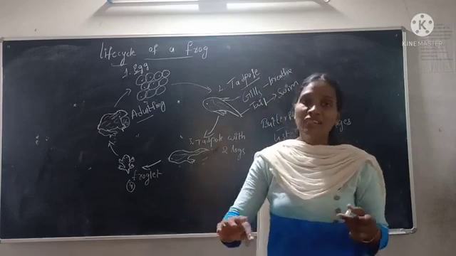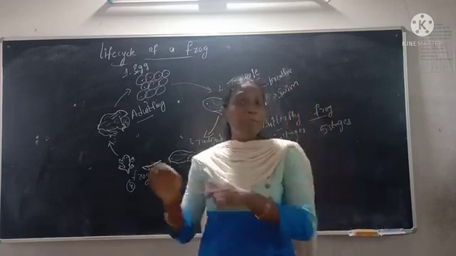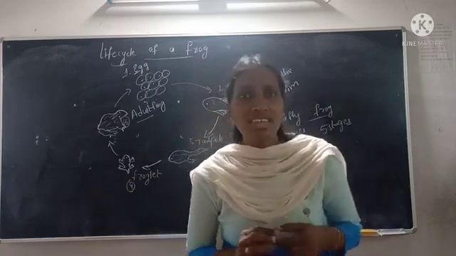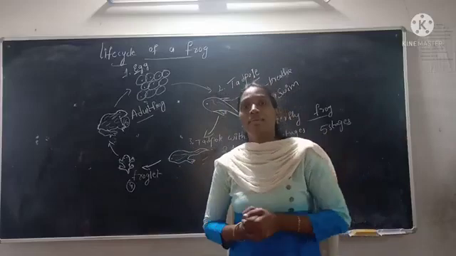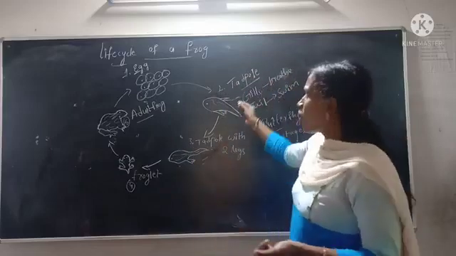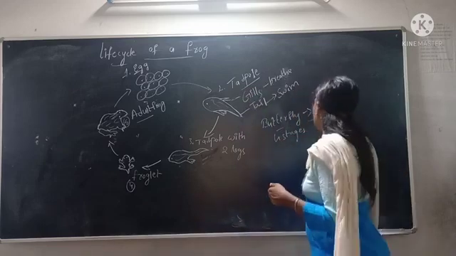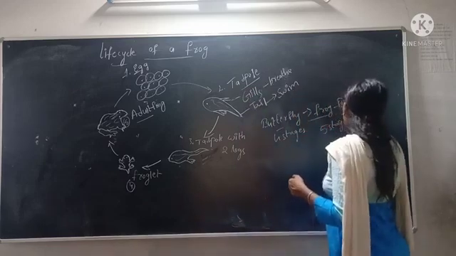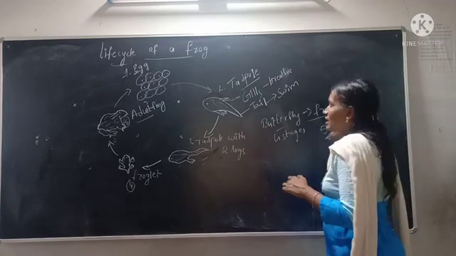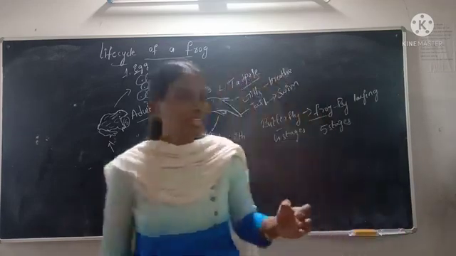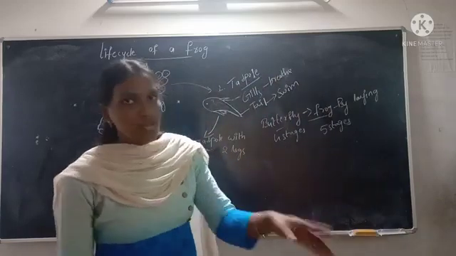That is the main difference between the life cycle of a frog and a butterfly. But one similarity is, what is the similarity between the life cycle of a frog and a butterfly? Yes, both frog and butterfly can reproduce by laying eggs. This is the similarity between the life cycle of a butterfly and a frog.